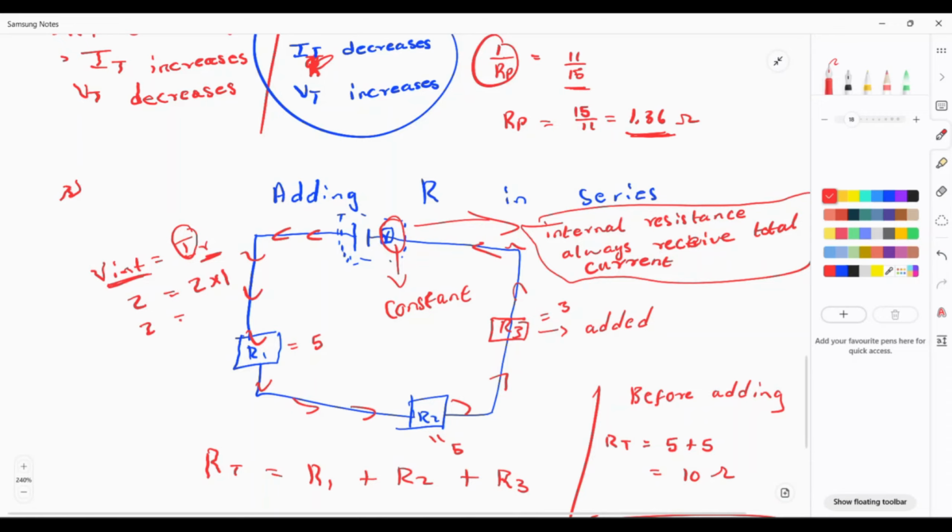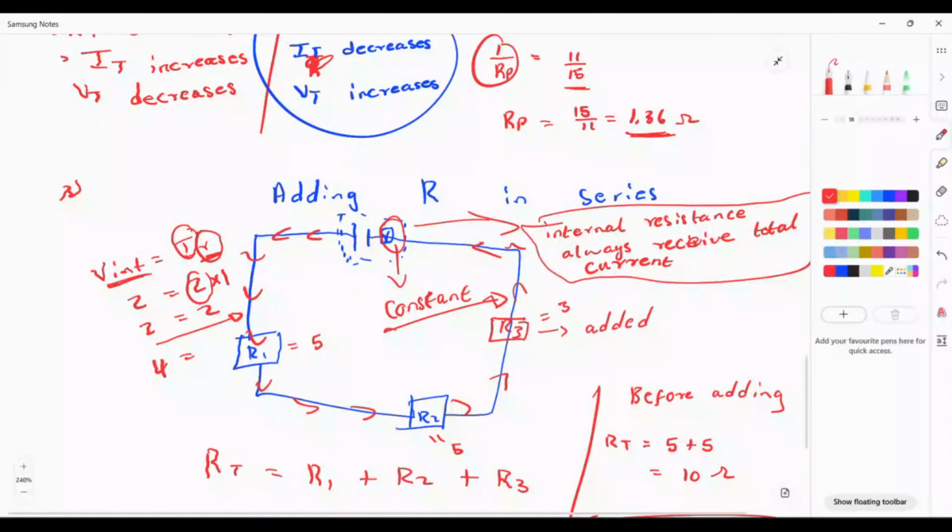I have 2 this side. I also have 2 times 1, which gives me a 2 over there. All right, we are fine. But now let's say this internal voltage increases, let's say now it increases to 4. But this side, what is it that can change? It's only the total current, because the internal resistance remains constant throughout.